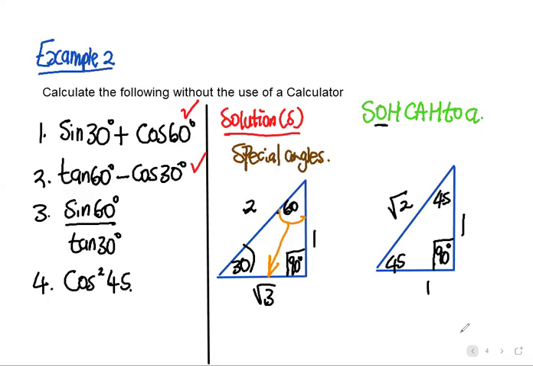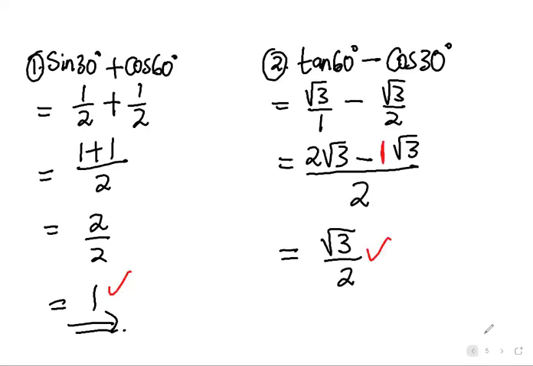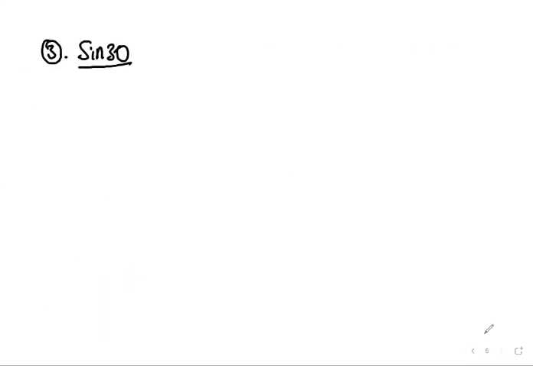So on number 3, they want us to find sine 30 over tan 30. Sine 30 over tan 30. So we're just going to say sine 30, this is sine 30 all over, let me just check, that is tan 30.